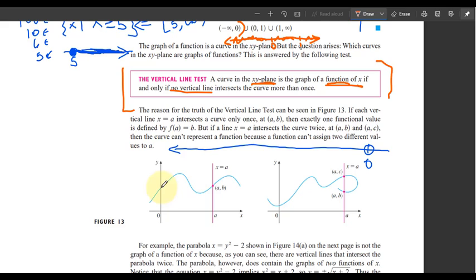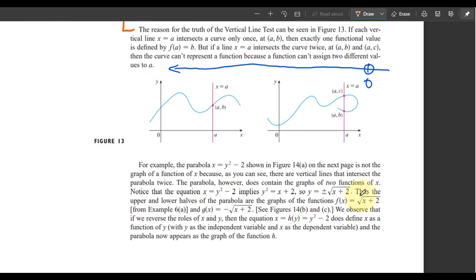So this blue curve would be called a function, whereas this blue curve would not be, because, for example, at A, if we draw a vertical line, we cut it at two places, we have 2 points. So that's not a function. Then they say a more typical example might be something like this.